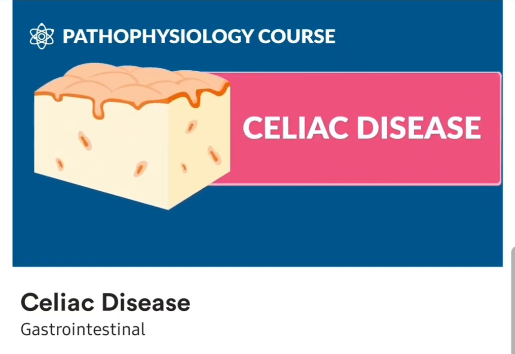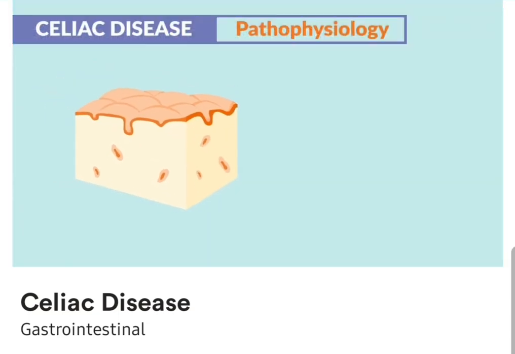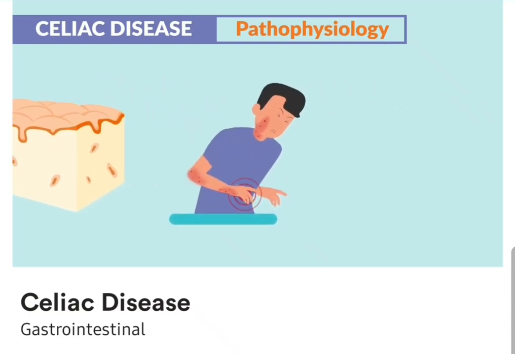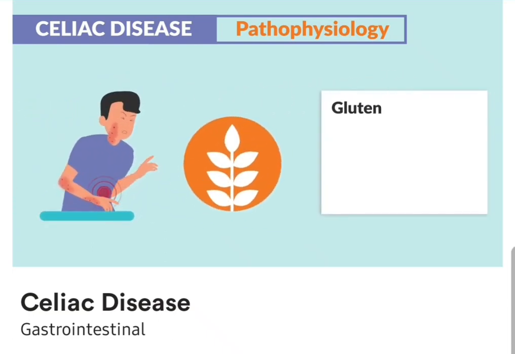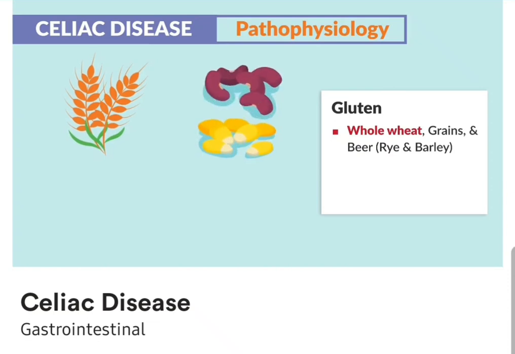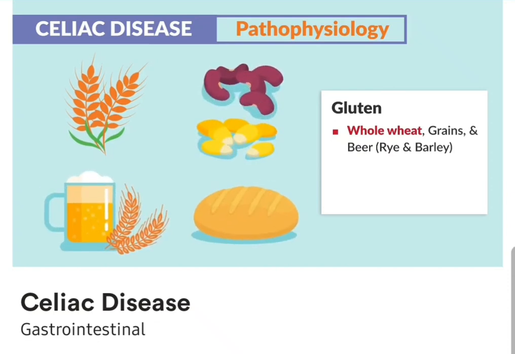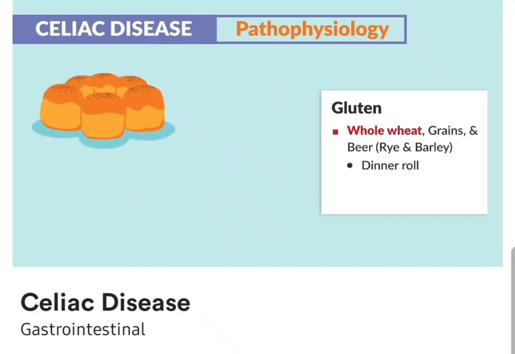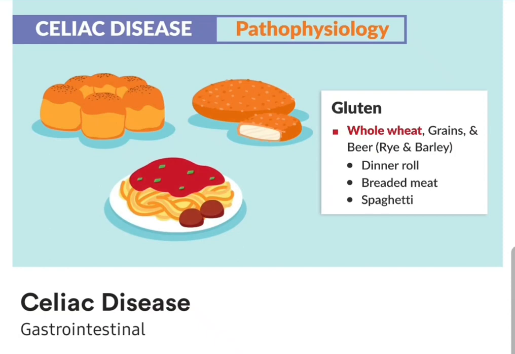Now for celiac disease. This is an autoimmune disorder which causes the body to react adversely to gluten, a common protein found in whole wheat, grains, and even beer, as well as rye and barley. Basically any wheat-based product. So write this down. Dinner rolls, breaded meats, and even spaghetti.